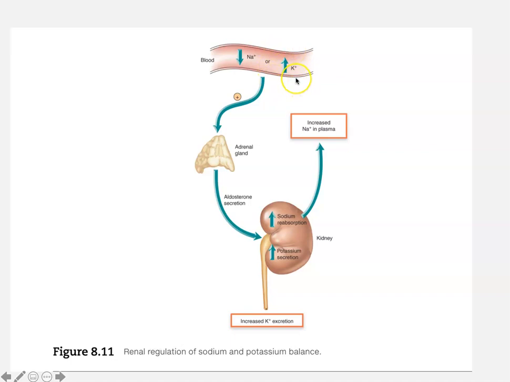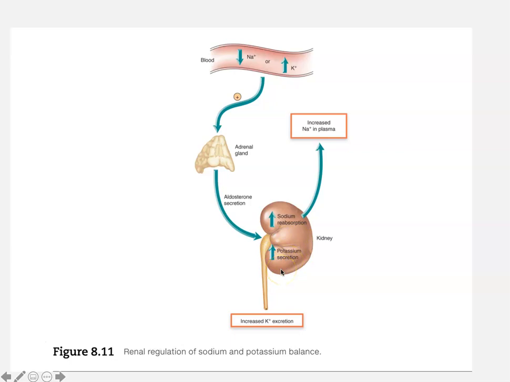So if there is an increase in potassium levels in the blood, that will signal the adrenal gland. Well, it's going to go to the hypothalamus first. Hypothalamus, pituitary, it's going to eventually activate this adrenal gland to release aldosterone. Aldosterone's effects are on the kidney, and what it does is it causes sodium reabsorption, to increase sodium, but it also causes an increase in potassium secretion.